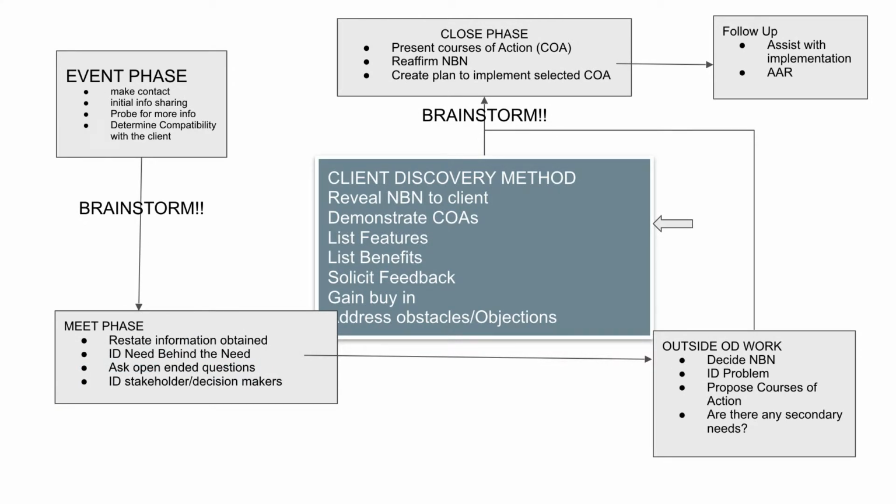My meta model consists of 6 main phases. The center block is the client discovery method phase. There are 3 phases that take place before the client discovery method phase: the event phase, the meet phase, and the outside OD work phase. And then after the client discovery takes place, there are 2 phases, the closing phase and the follow-up phase. I will address each of these in more detail in the presentation.